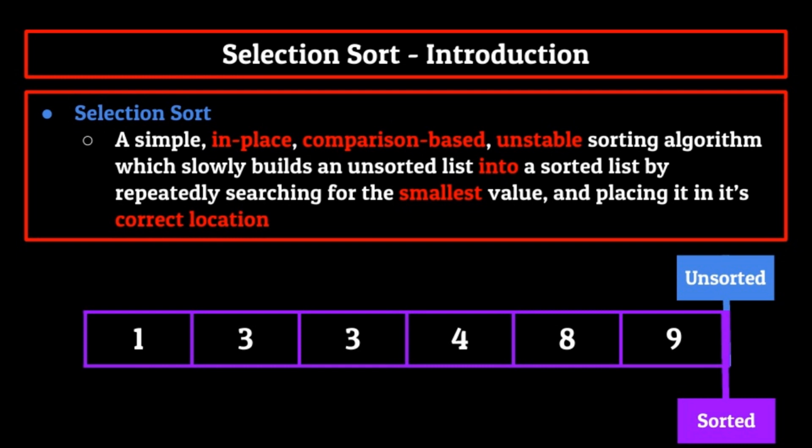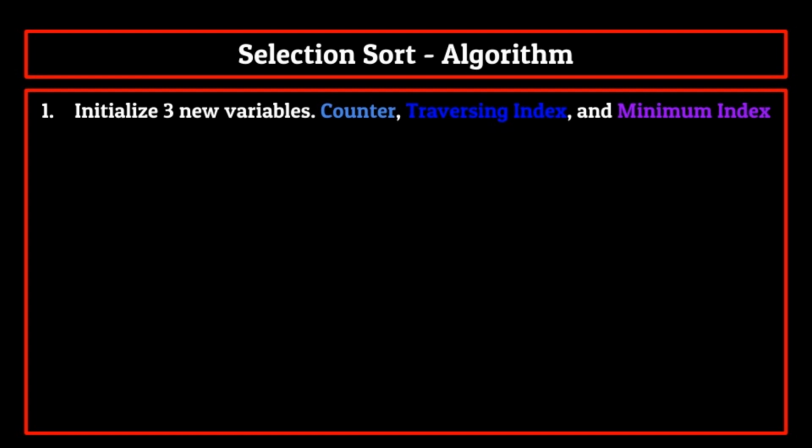That's just a general way of looking at things though. The actual algorithm works something like this. We start off with 3 variables to keep track of. A counter index to keep track of how much of the list we've already sorted, a traversing index to keep track of where in the list we are traversing to, and an integer to hold onto the index location of the current minimum value in our list.